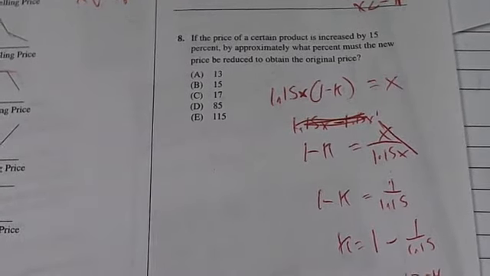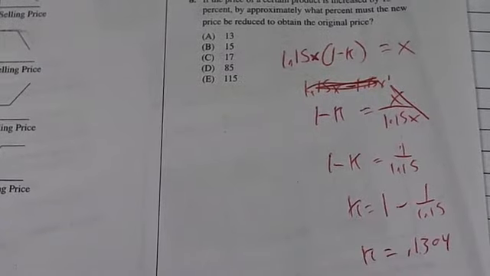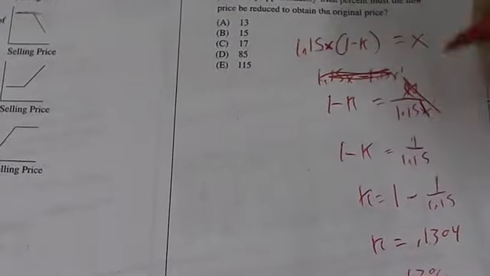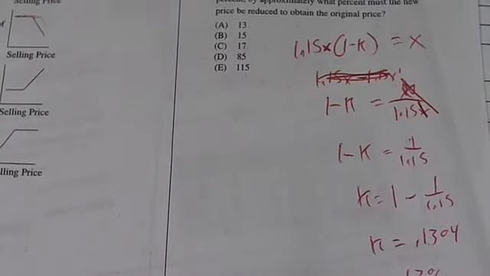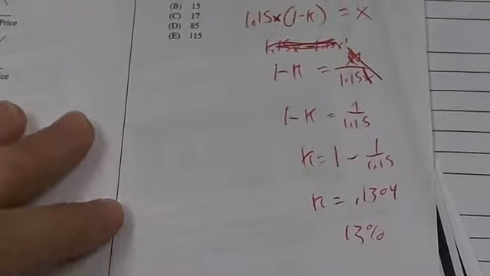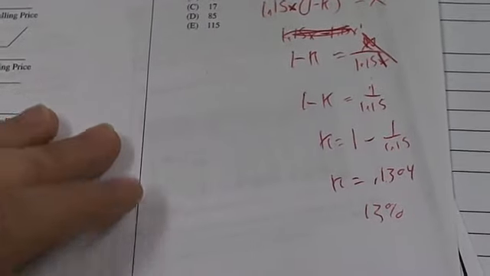And the rest is just algebra work. Divide by 1.15x. The x cancels x. So you're left with 1 minus k is equal to that. Move the other thing to the other side. You're left with that. So 13%.